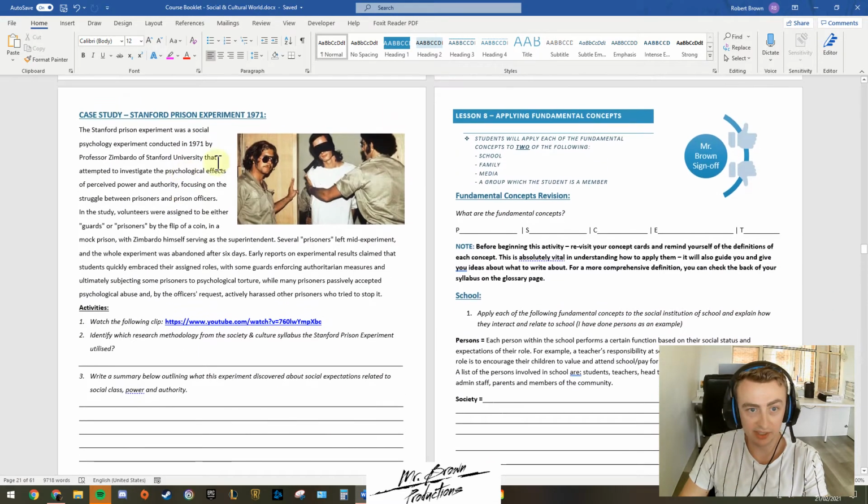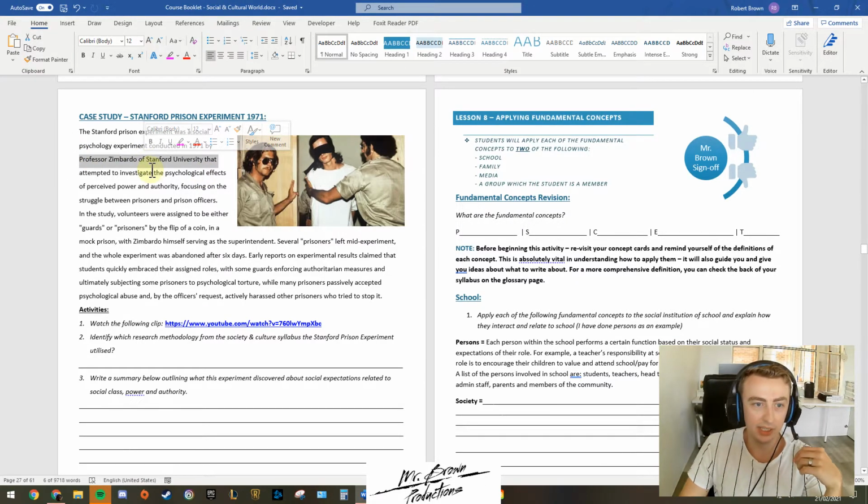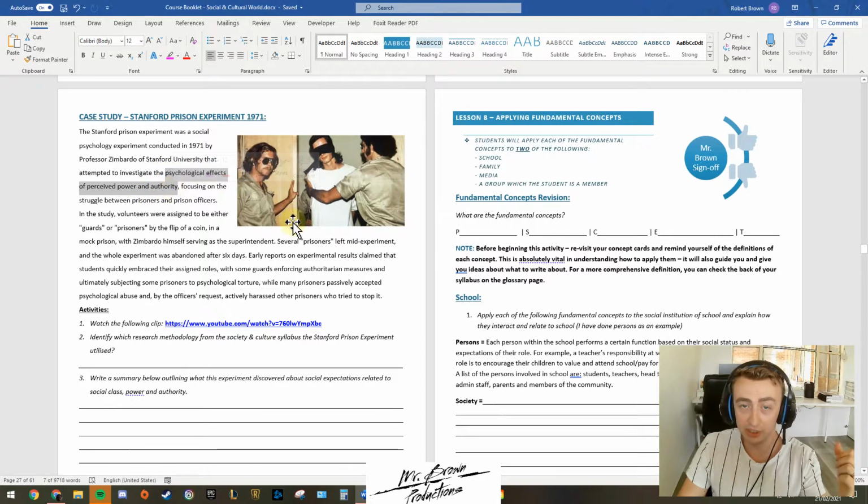What this case study did, this wouldn't be considered ethical research nowadays, it probably wasn't back then either, but in 1971, essentially what happened is this professor from Stanford University wanted to look at the psychological effects of perceived power and authority on people and the dynamics that could play out. So he wanted to put that in the context of prisoners and prison officers.